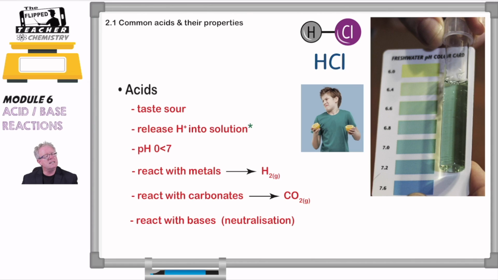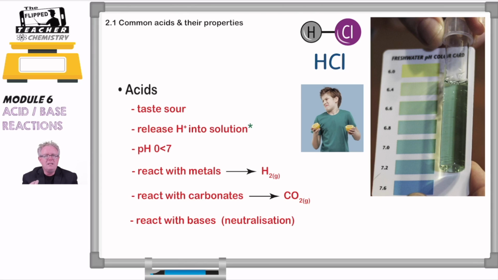Malic acid, and I think it's citric acid. Okay, so it's malic acid and citric acid. We can see a picture here of a test kit, and so we know that acids have a pH range between 0 and slightly less than 7.